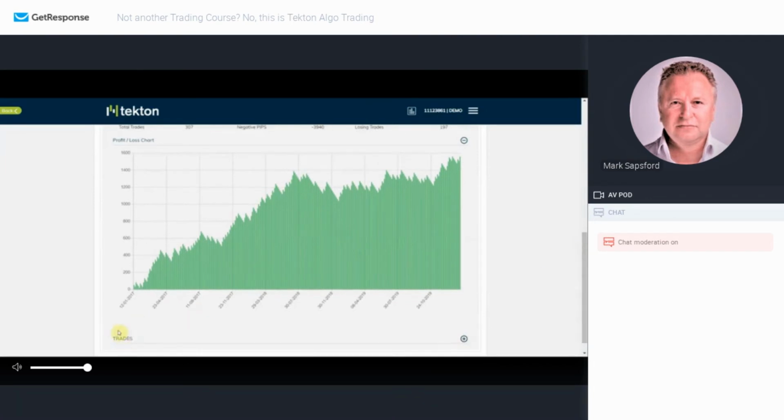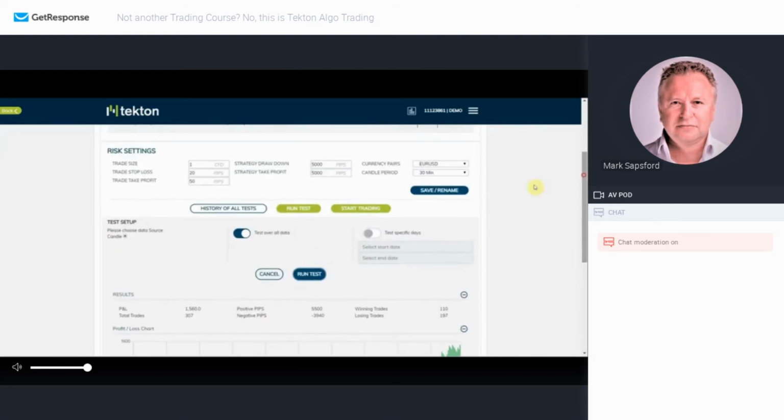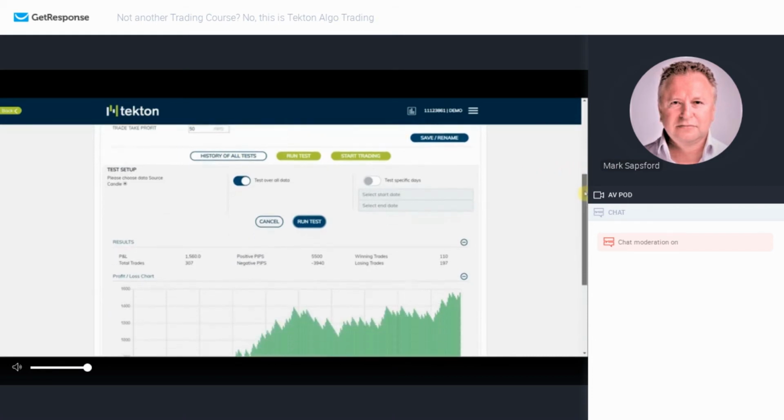So the trades button has arrived. We've got a result. And for the duration of the back test, it generated 1,560 pips of profit, which is great. If that's £10 a pip on average, one CFD there, which is approximately, probably around about 9-10 euros a pip.